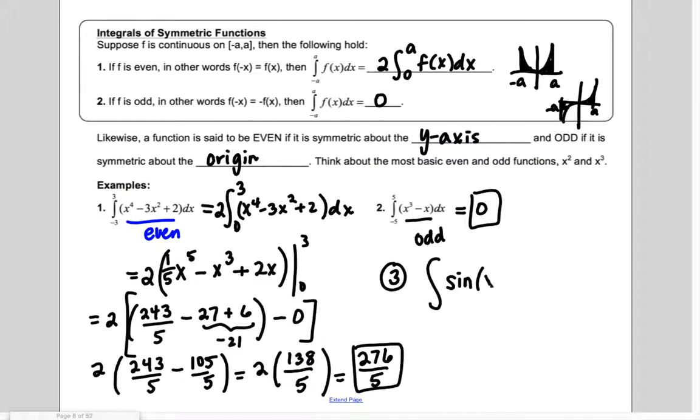They like to do something like sine of x cubed minus 3x to the fifth from negative 2 to 2. What do you think? It's equal to 0, right? Because it's an odd function. So you have to recognize that sine is an odd function, and x to the fifth is an odd function, and so on. So the AP test likes to kind of sneak those in as well.